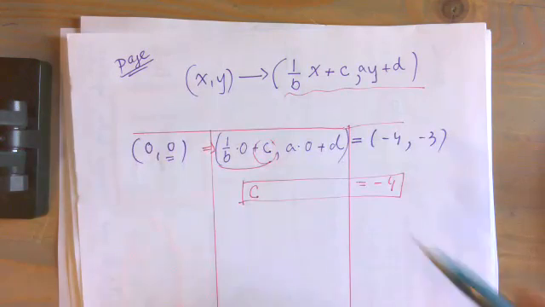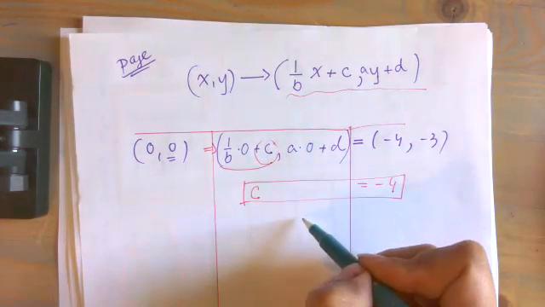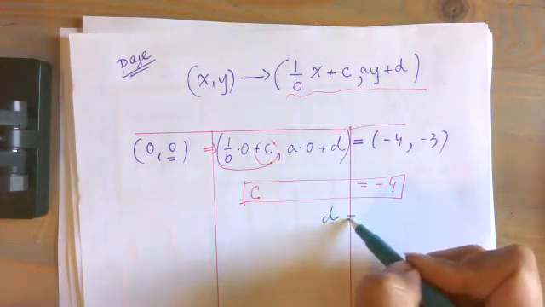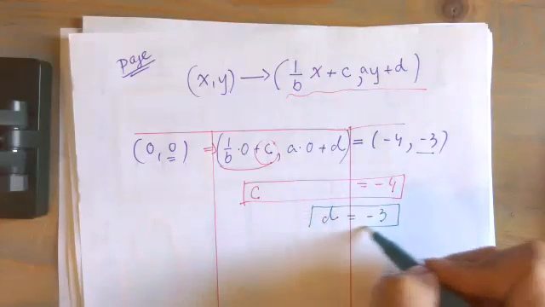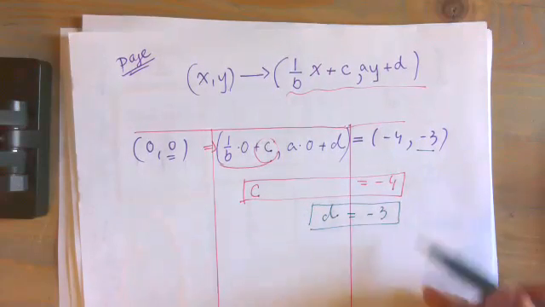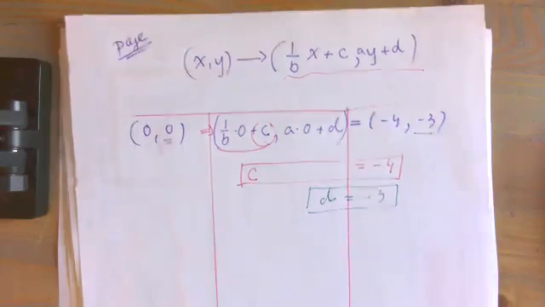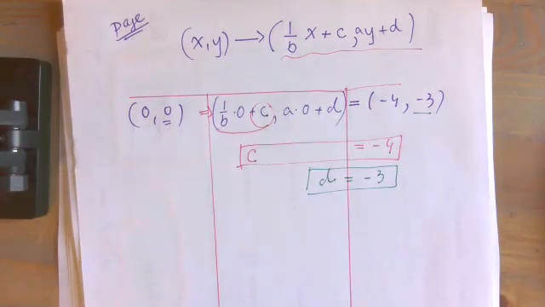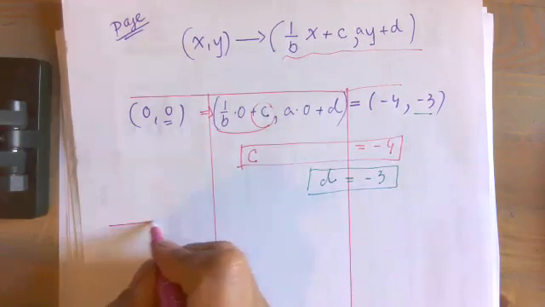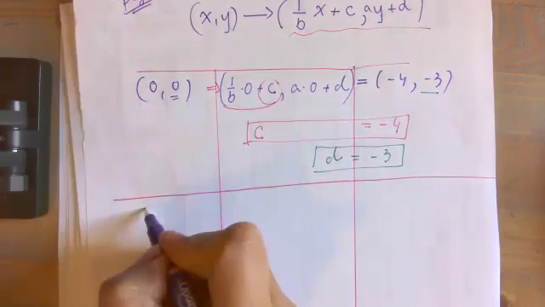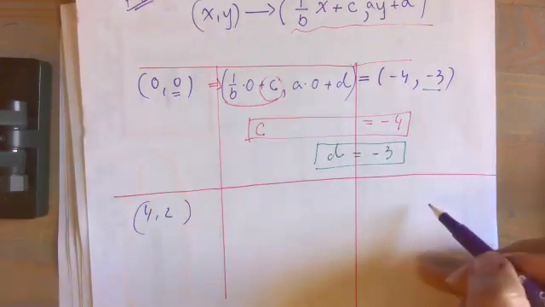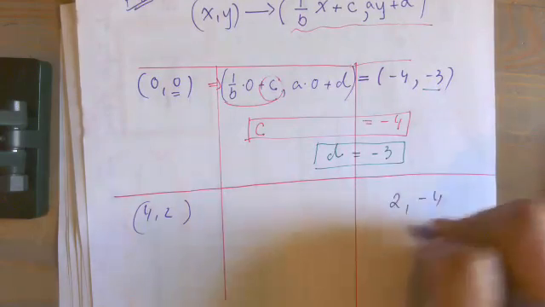How about the d? Let's see. A times 0 is 0 plus d, and it will have to equal this one, which is -3. Found. So C and D found from the first point selection. And that's what we've done for our graphical approach as well. So that's the first one. Now for the other one, we're going to be using the other point. So the original point 4, 2 must become the point 2, -4.